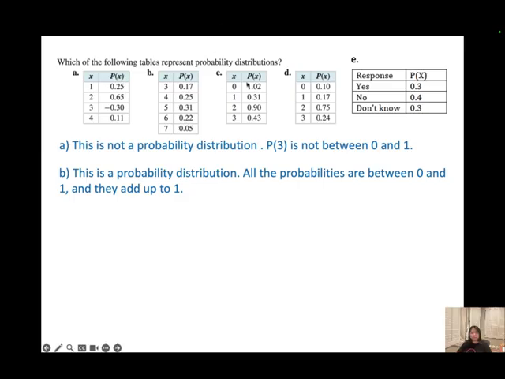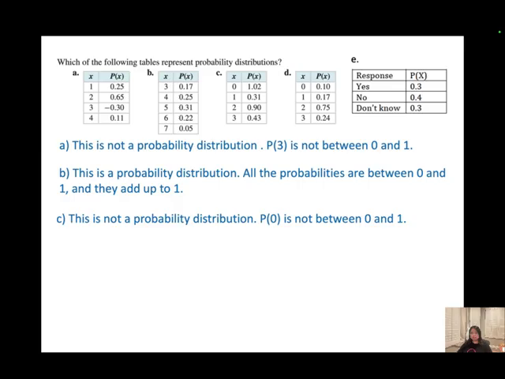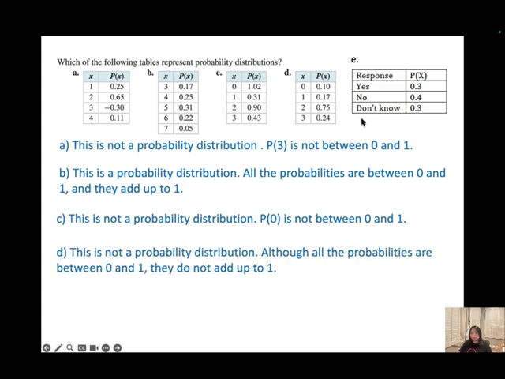Check your work. C is not a probability distribution because the probability of this one is greater than 1, so P of 0 is not between 0 and 1. D is not a probability distribution because when you add it up, the summation of P of x is greater than 1. Last one, E. This is not a probability distribution because x is not a numerical outcome. Yes, no, don't know is not a numerical outcome.